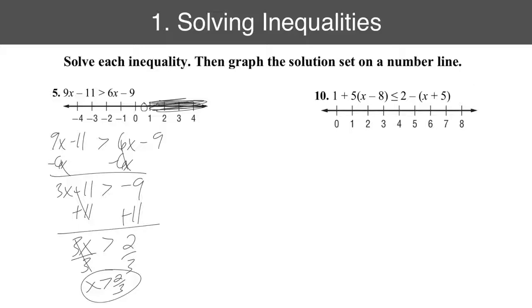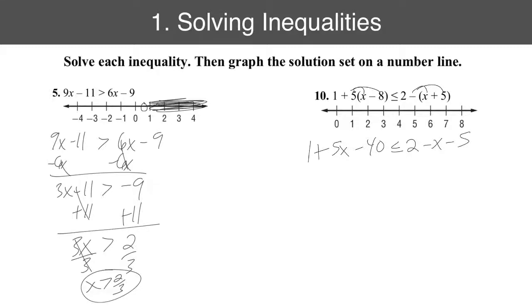All right, let's look at 10. Now 10's got a lot going on. We have 1 plus 5 times parentheses x minus 8 is less than or equal to 2 minus parentheses x plus 5. So on both sides, we need to distribute the 5 over here and the negative over here before we can do any of the work. So let's do that first. So 1 plus, then 5 times x would be 5x, and then 5 times negative 8 would give us negative 40. So 5x minus 40. On the other side, we do 2, and then we distribute the negative. So the negative goes to the x and the 5. So it would be negative x minus 5.